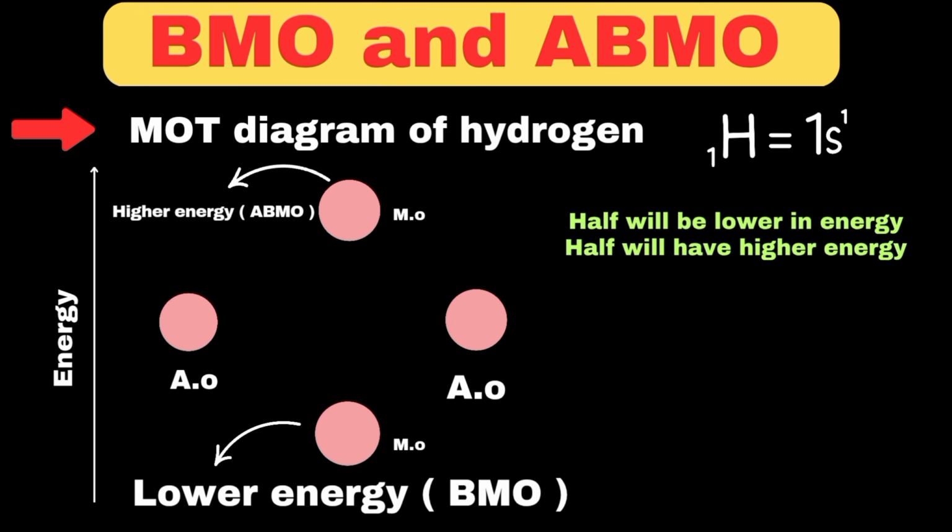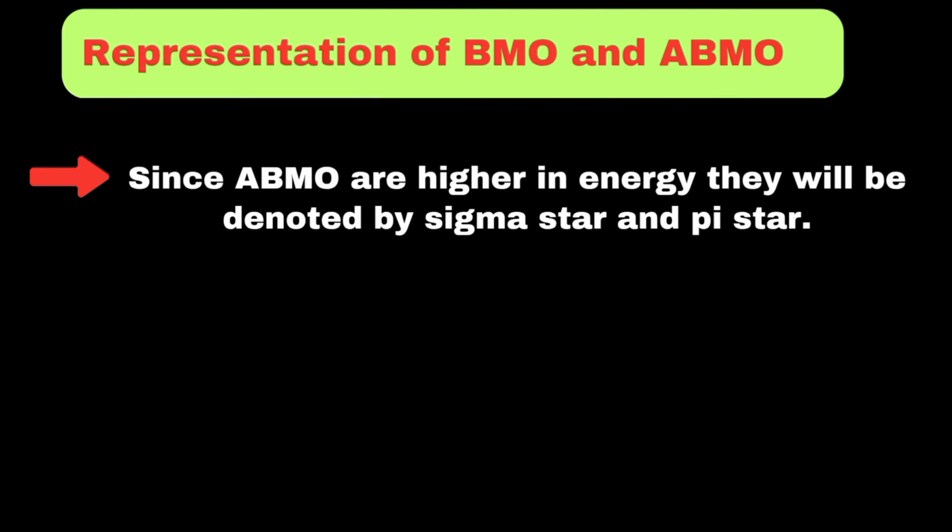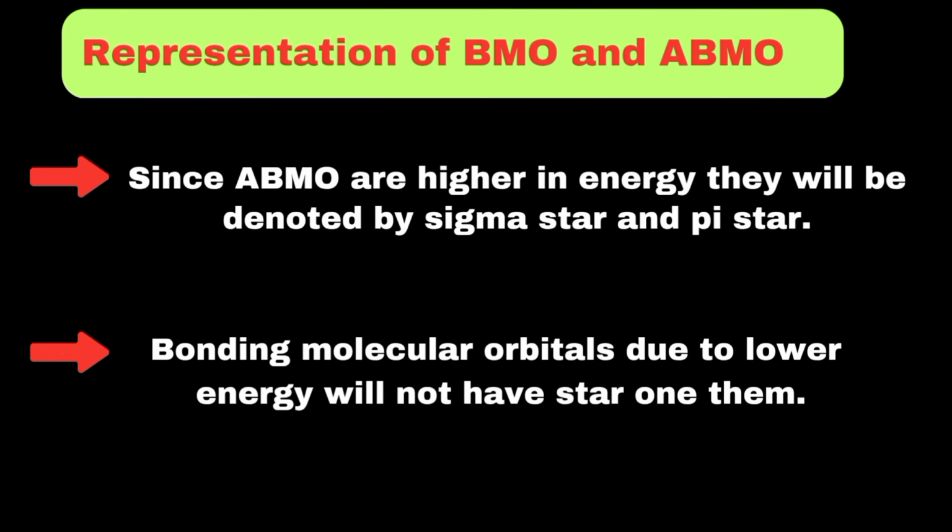We need to understand one more important point. Since anti-bonding molecular orbitals are higher in energy than bonding molecular orbitals, they will be denoted by placing a star on them. For example, sigma star and pi star. Bonding molecular orbitals, due to their lower energy, will be denoted without a star, and they will be called sigma and pi bonds. Now we need to understand how we should place electrons in molecular orbitals.